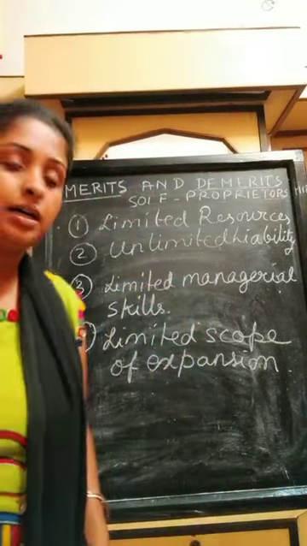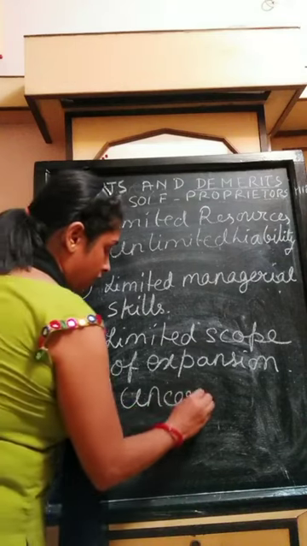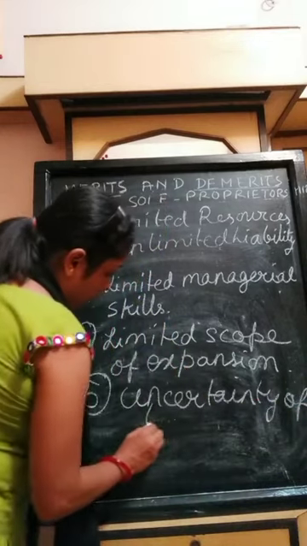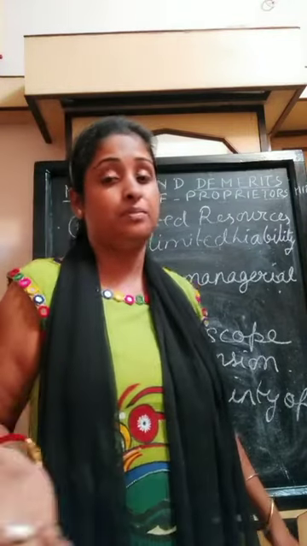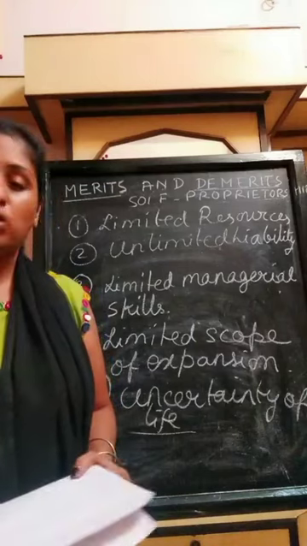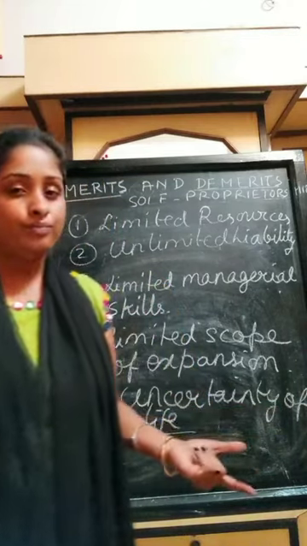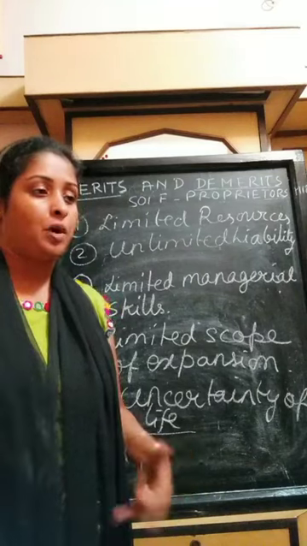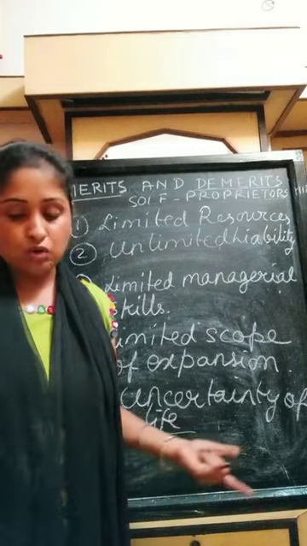Now we come to the last important drawback, that is uncertainty of life. Generally, sole proprietorship business ends with the death or insolvency of the proprietor. If he dies or becomes financially insolvent, then it solely depends upon his existence. If he is not surviving, how can anyone expect that the business will go on? The business can be carried on by a proper successor, but if there is none, then the business ceases to exist.